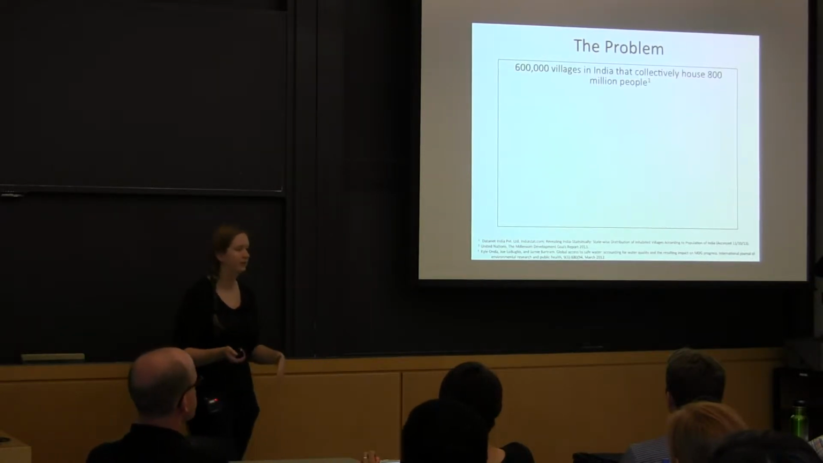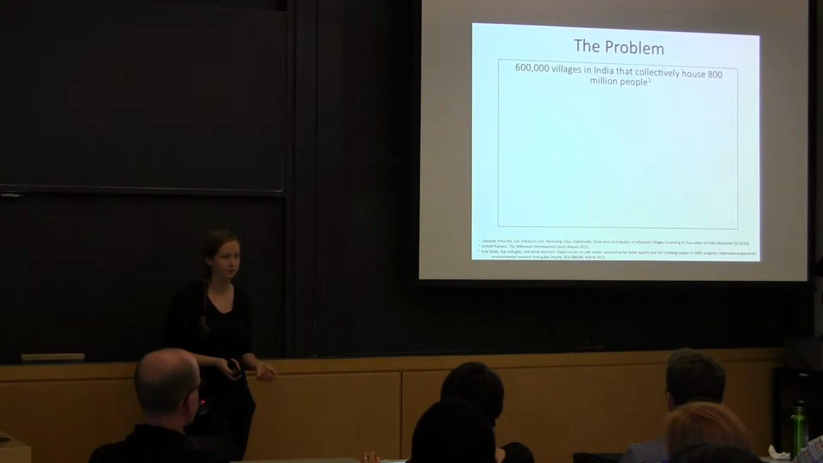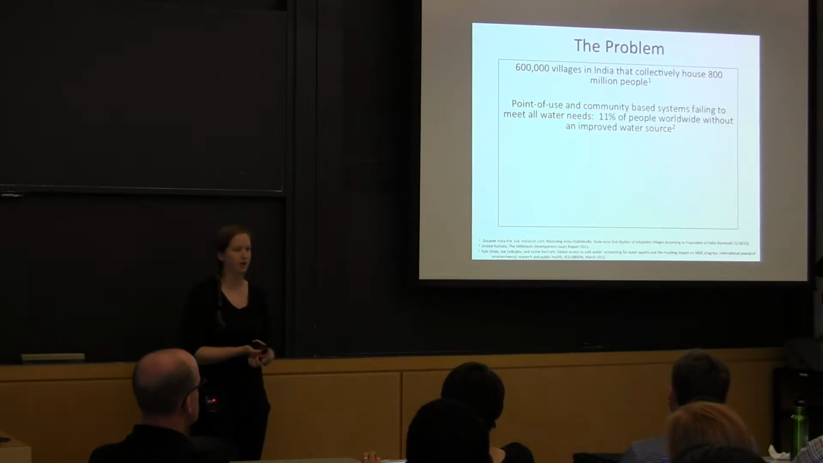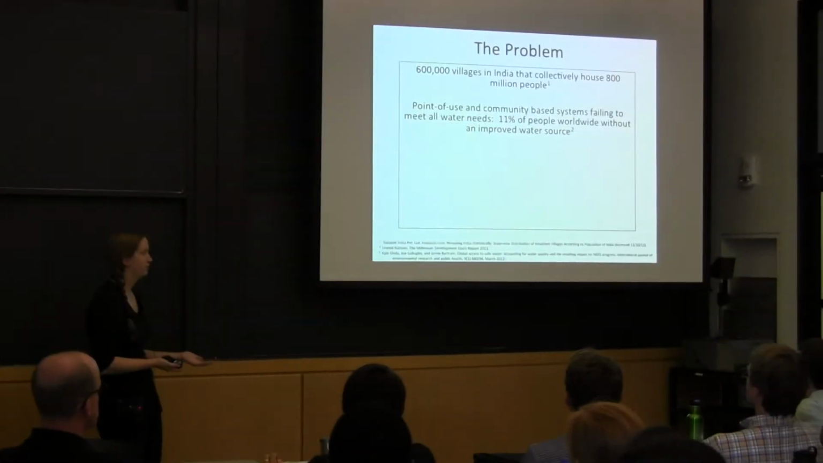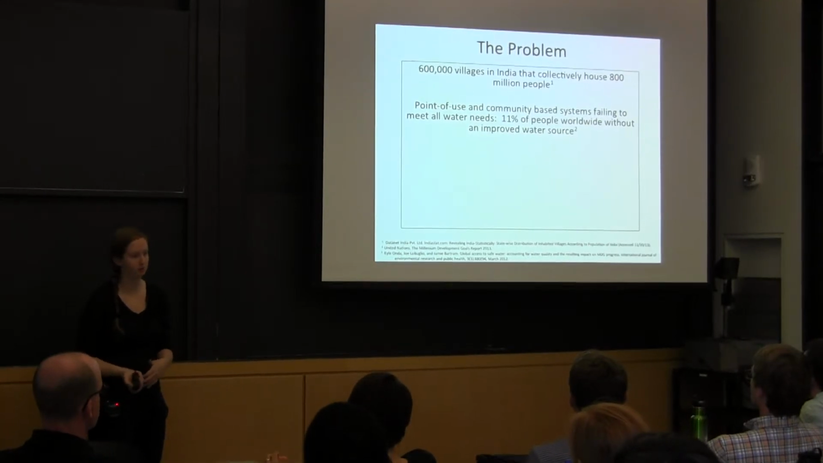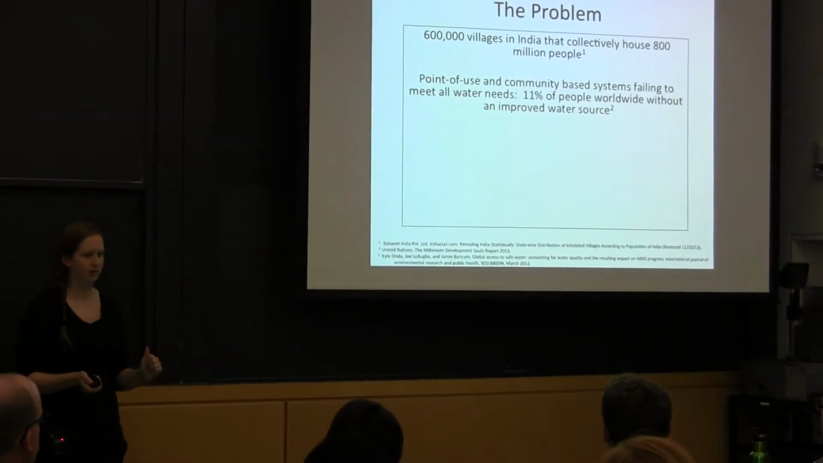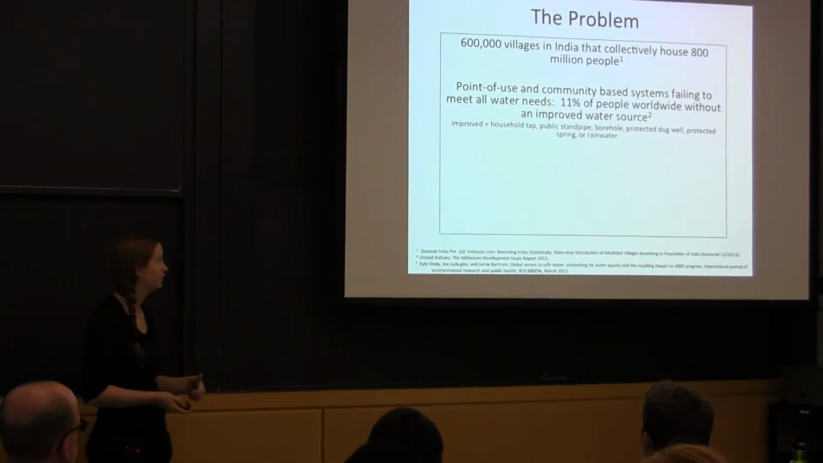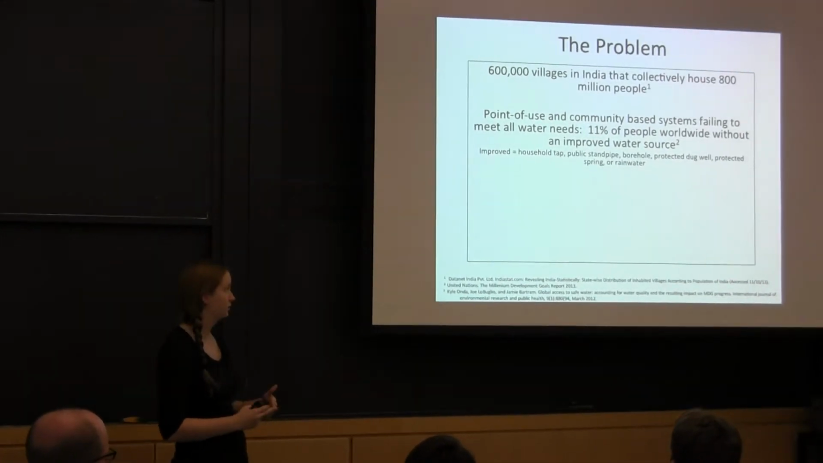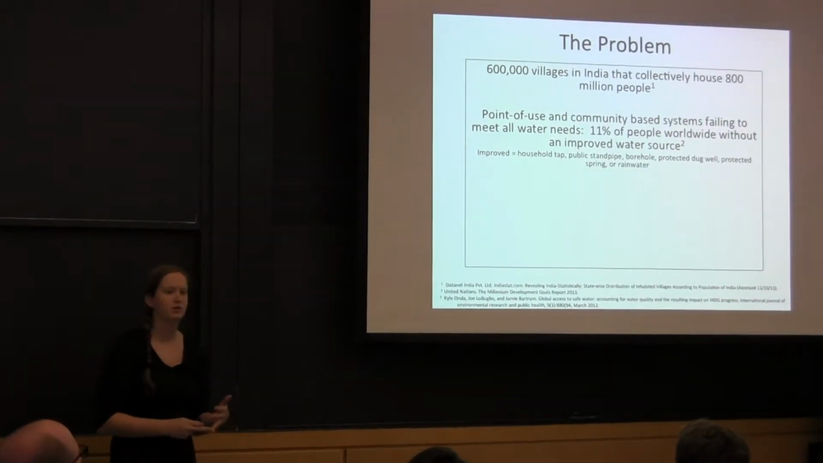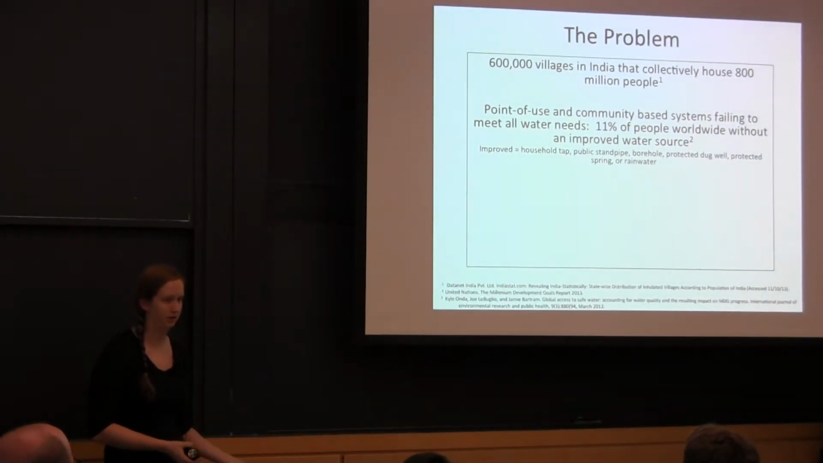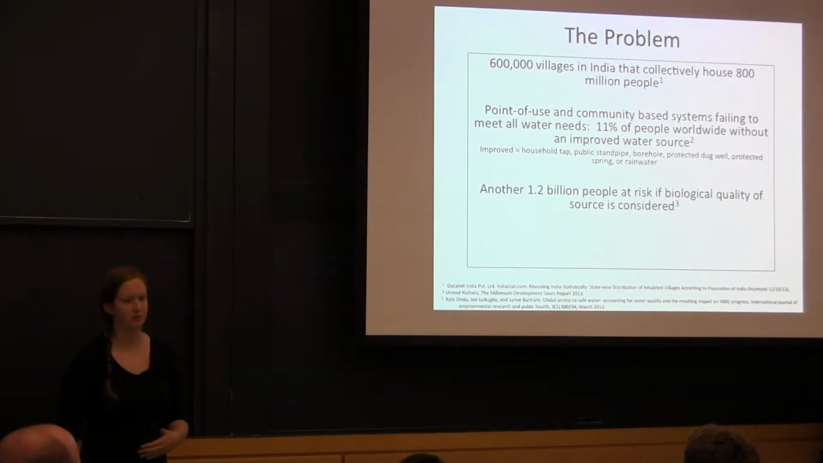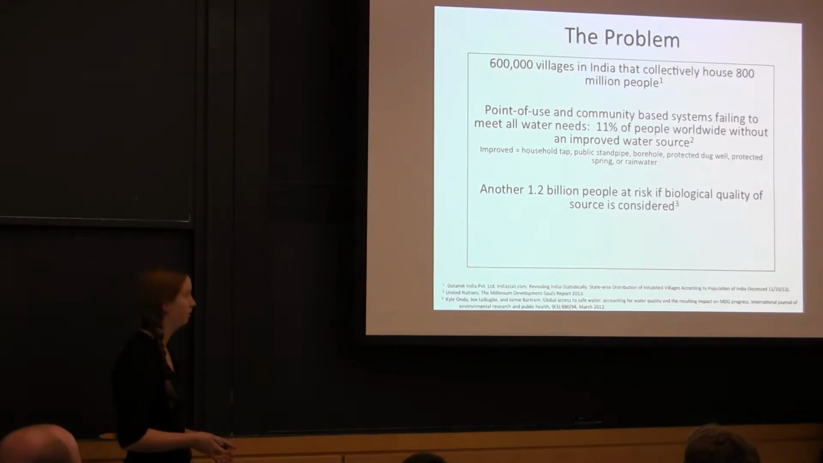As I'm sure a lot of you are aware, there are a lot of villages in India. It's 75% of the overall population. Point of use and community scale-based systems are currently not meeting the need for water purification. There's still 11% of the population worldwide without access to an improved water source. And what's important to look at, this is a Millennium Development Goal statistic, is to look at what improved means. Improved really only means that you have a household tap or a public standpipe or a borehole. So if you consider the fact that the borehole might also not be clean if it's not covered or anything else, there's actually an additional 1.2 billion that the Millennium Development Goals aren't considering as being covered with safe water.